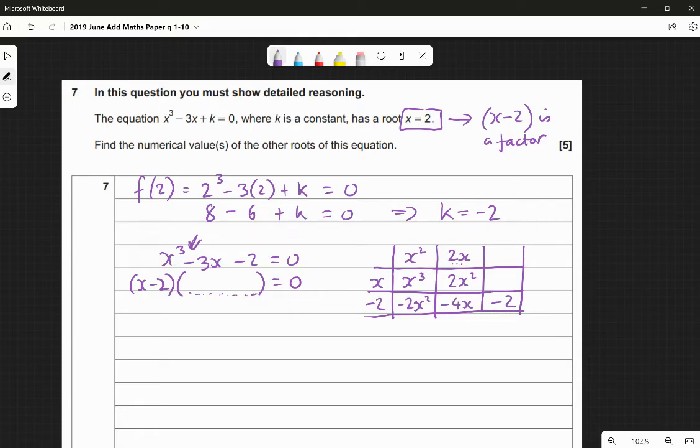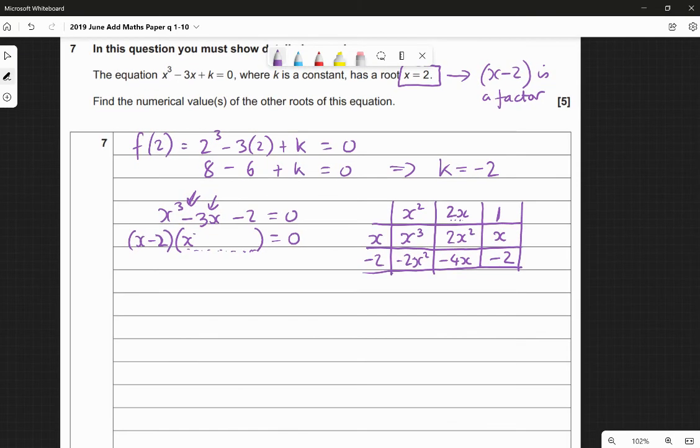Now let's look at my cubic. How many x's do I have? I have negative 3x. I have minus 4x so far. I need one more x to get negative 3x. So x times what gives me x? Well, 1. And 1 times minus 2, is that minus 2? Yes, it is. Okay, so good. I found my quadratic. It is x squared, plus 2x, and plus 1.